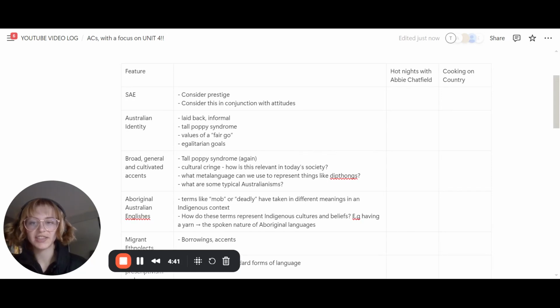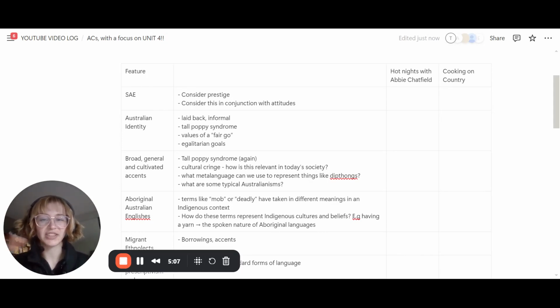Don't consider just Australian identity as being the superficial, laid back. Think about what are the values? What are Australian cultural values as well? So you could talk about, if someone starts swearing a lot on a train, that's going to affect, first of all, negative face needs, but also that's considered in contemporary Australian society to be unacceptable. So think about that.